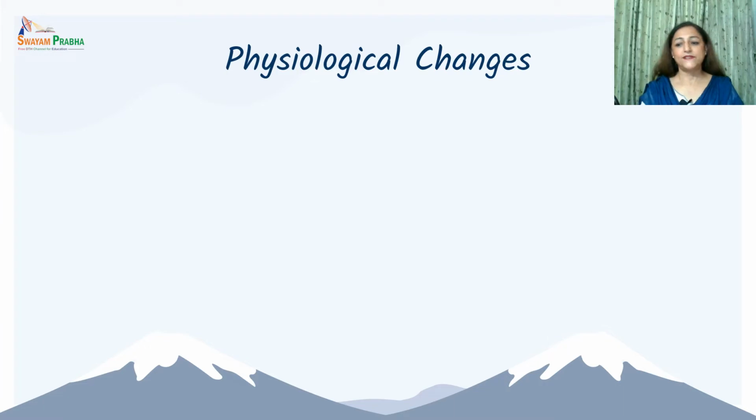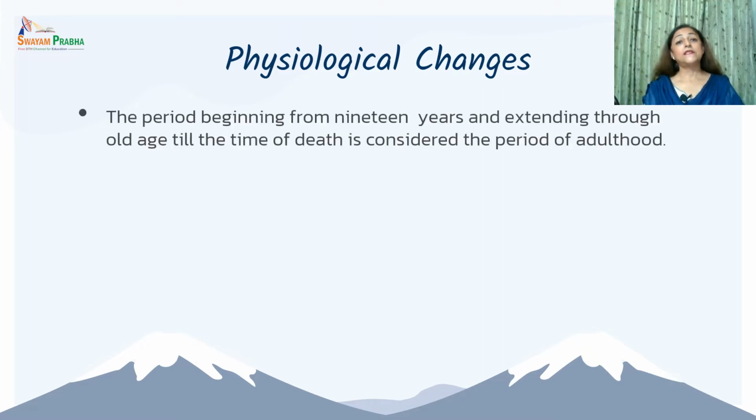So, what are the physiological changes that happen during this phase, that is adulthood? The term adult refers to any individual in the age group of 19 years and above. This period, beginning from 19 years and extending through old age till the time of death of that person, is considered the period of adulthood. As the person has achieved a full body size, the nutritional needs are mainly for the maintenance of body functions, and they are not required for growth as they are in the periods of childhood and adolescence.